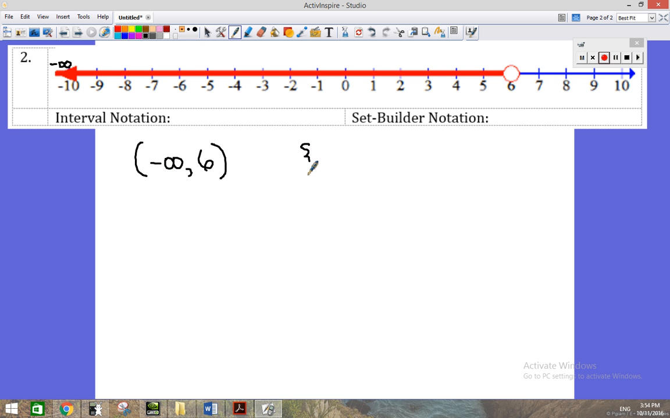In set builder notation, we have a brace, the set of all x, such that x is a member of the set of real numbers, and x is strictly less than 6. Since positive or negative infinity is not a number, you will never have an inequality to compare it against. So there's our answer for number 2.